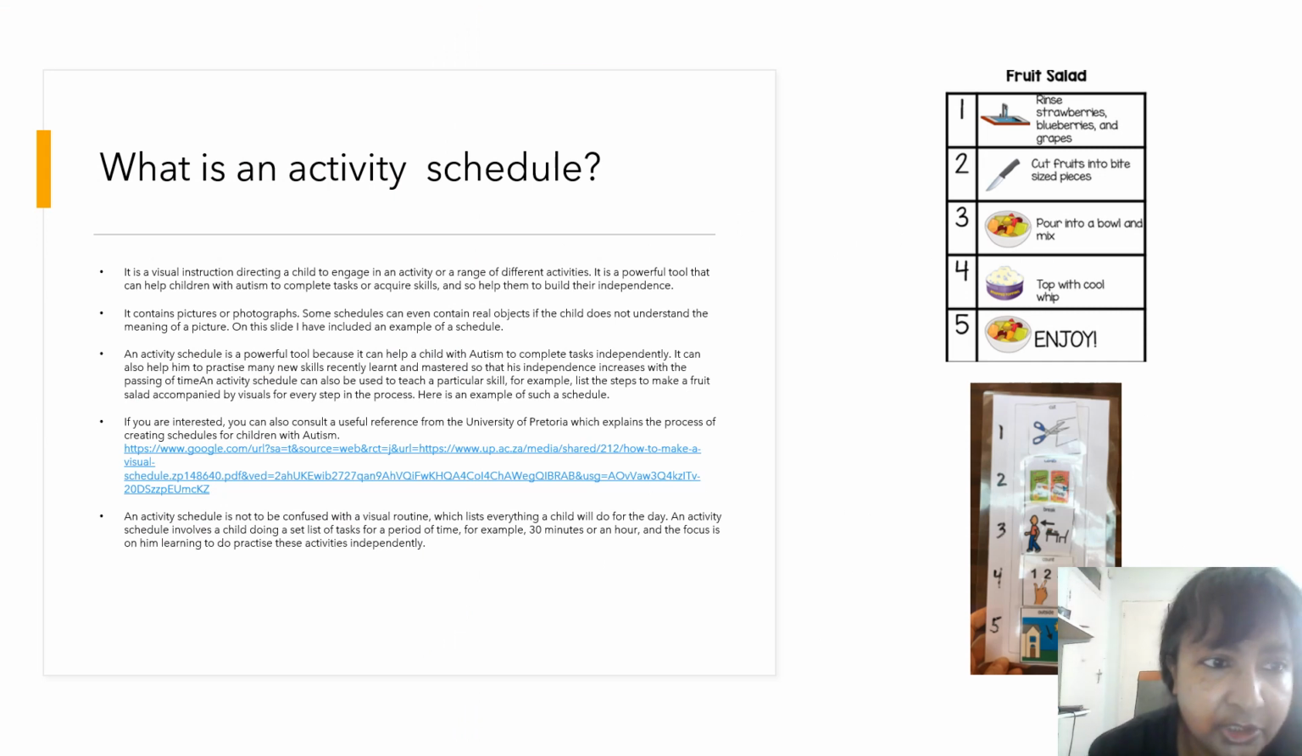So, what is an activity schedule? It is a visual instruction that directs a child to engage in an activity or a range of different activities. It is a powerful tool that can help children with autism to complete tasks or to acquire new skills and so help them to build their independence. The activity schedule will contain pictures or photographs. Some schedules can even contain real objects if you have a child who does not understand the meaning of a picture and its application to a task.